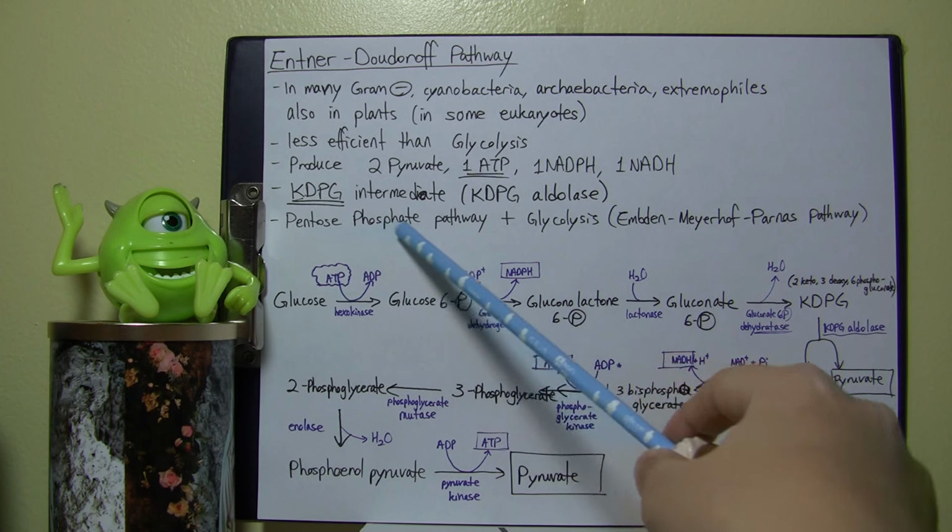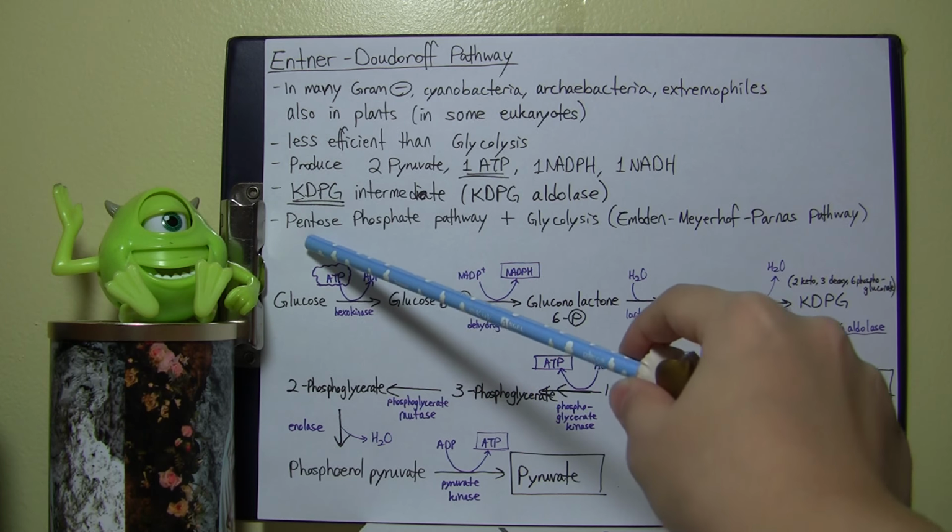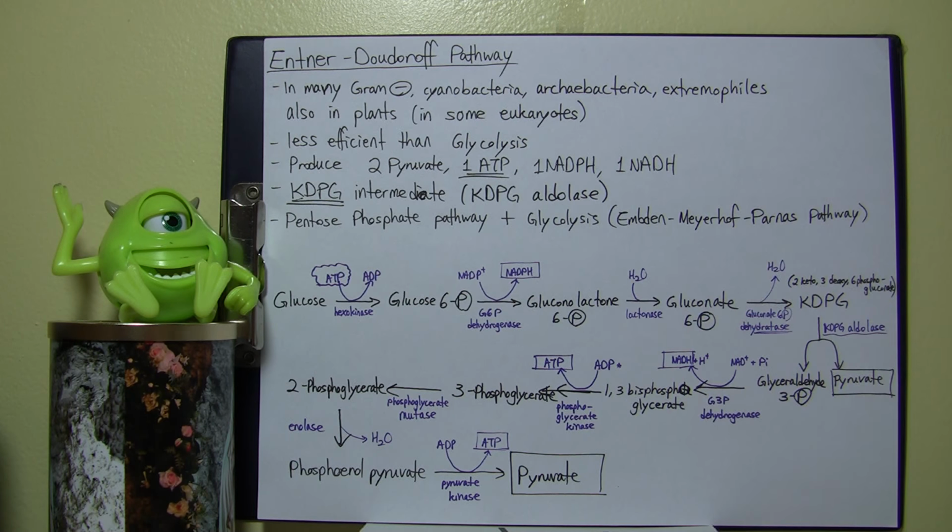The uniqueness of this pathway is that it uses the beginning of the oxidative phase of the pentose phosphate pathway, and it would go into the midpoint of glycolysis and end at the glycolysis pathway. And glycolysis is also known as the Embden-Meyerhof-Parnas pathway.